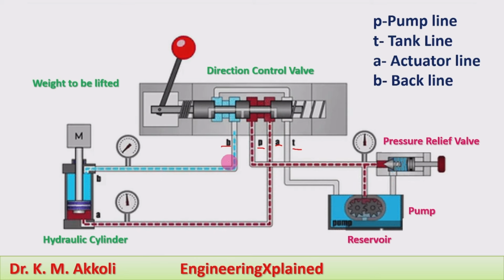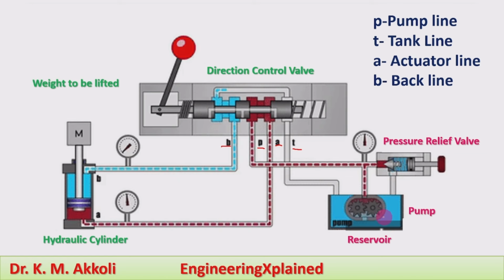Next one is the B, that is the back line. These are the different lines which are to be connected to the direction control valve, and through the particular line the fluid is supplied during the forward stroke and the return stroke. Now we'll take the working.